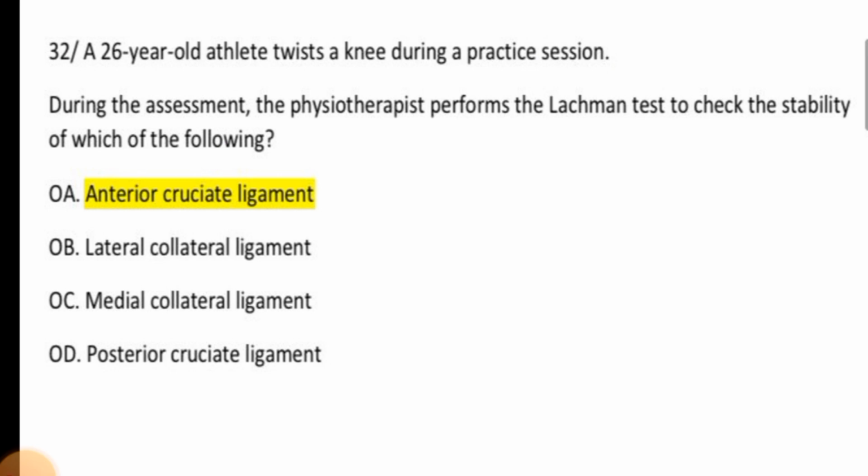Option A, anterior cruciate ligament. Option B, lateral collateral ligament. Option C, medial collateral ligament. Option D, posterior cruciate ligament. And the right option is anterior cruciate ligament. You can take a screenshot of it.